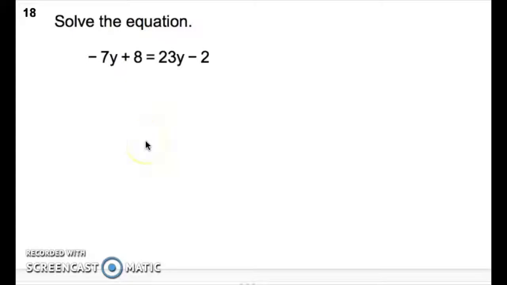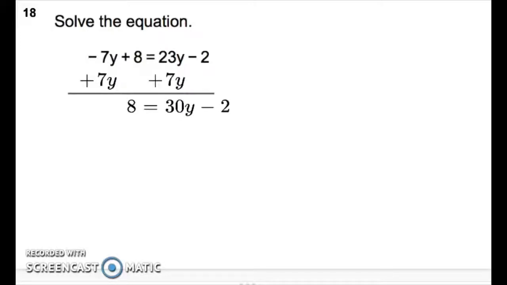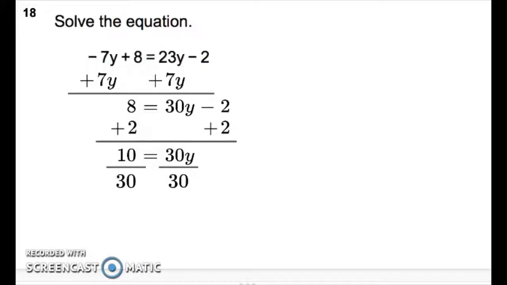Number 18, same idea, variables on both sides of the equal sign. So start by moving the smallest variable, which is negative 7y. So add 7y to both sides. You'll get 8 equals 30y minus 2. Add 2 to both sides. You'll get 10 equals 30y. Divide both sides by 30. We'll get 10 over 30, which reduces down to 1/3. So your answer is going to be 1/3.